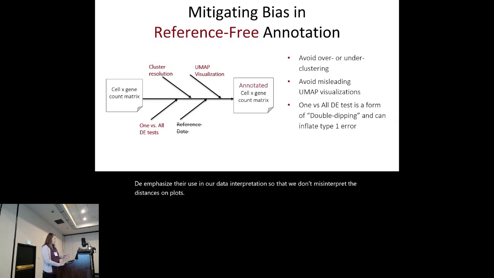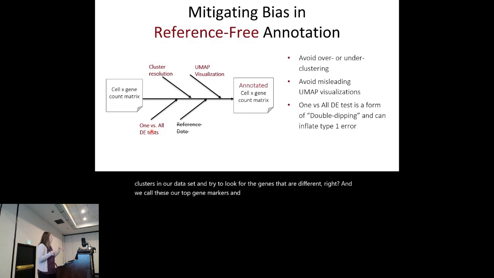Then we also want to be careful when we're doing one versus all DE tests. What I mean by this is we'll typically take our different clusters and take one cluster and do a differential expression comparison of that cluster against all the other clusters in our data set and try to look for the genes that are different, right? And we call these our top gene markers.